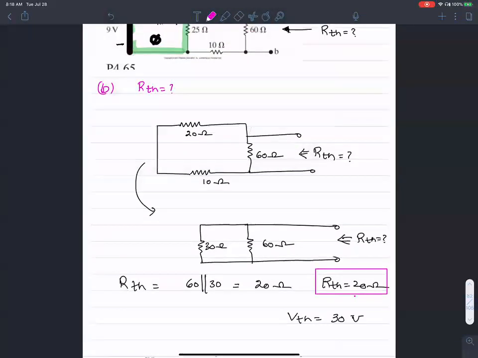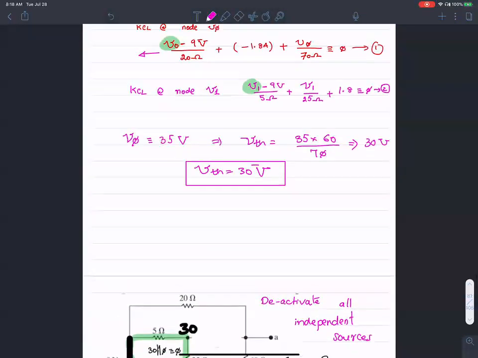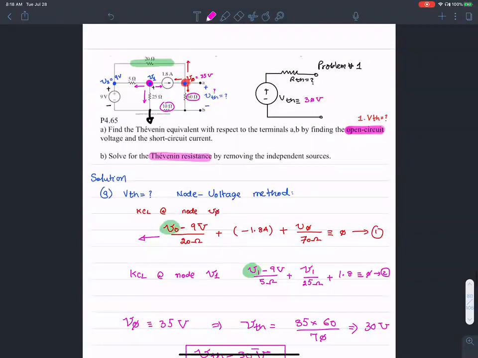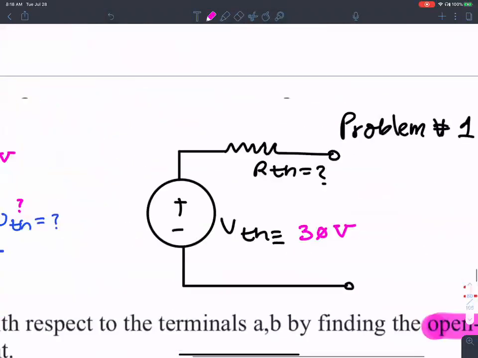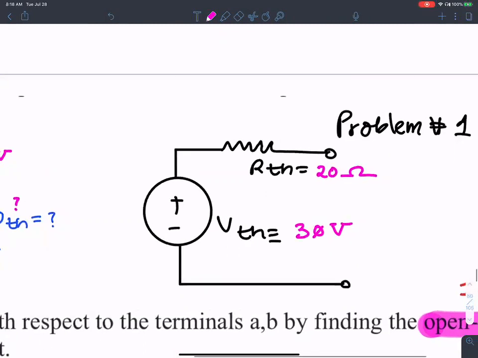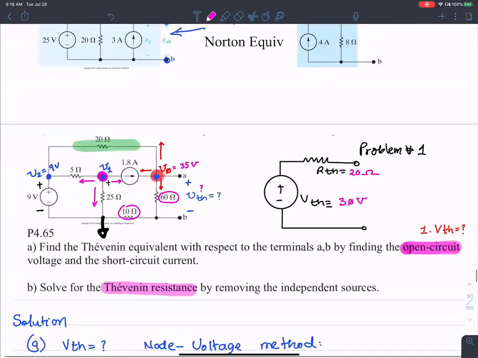Let me go back and fill in the value that I got. R Thevenin is after this number. I got a value of 20 ohms for this, and thus we found the Thevenin equivalent circuit here.